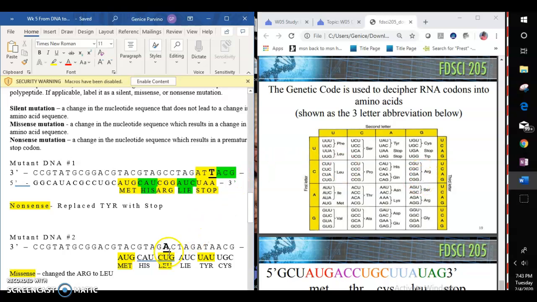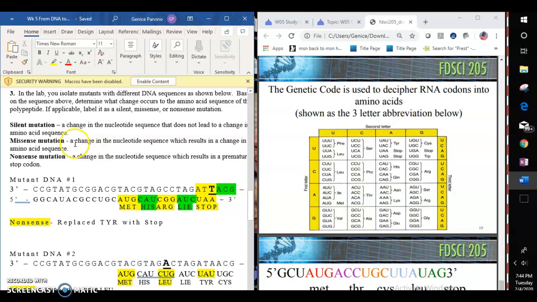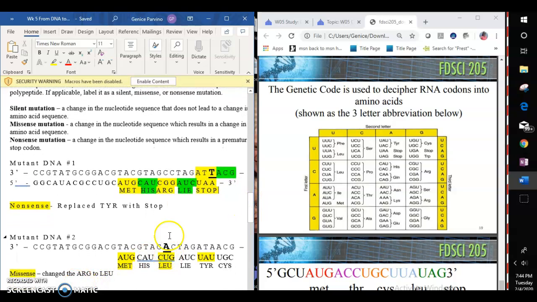But with that mutation, it changes to a CUG. Let's look and see what that is. A CUG stands for amino acid LEU. So that's totally different. That is a totally different amino acid, so that changed our sequence. Let's find and see which that is. A change in the nucleotide sequence which results in a change in amino acid sequence. That's what happened to us right there. So it changed the ARG to a LEU.